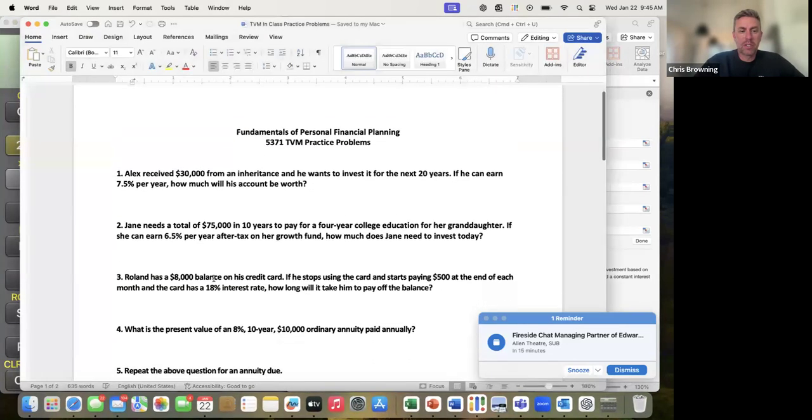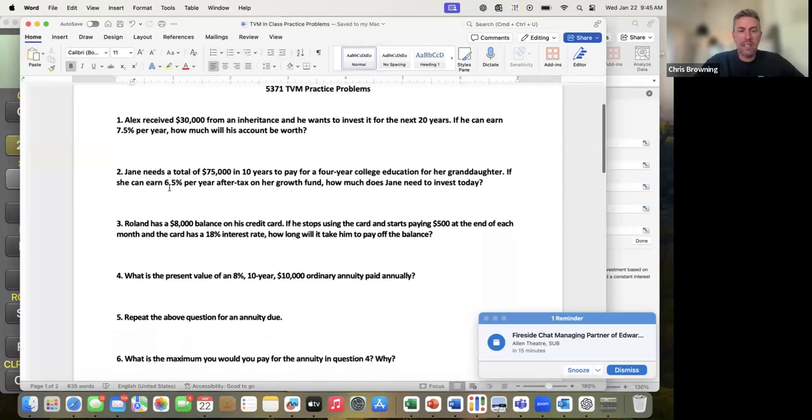All right, so let's look at number 2 now. It says Jane needs a total of $75,000 in 10 years to pay for a 4-year college education for her granddaughter. If she can earn 6.5% per year after tax on her growth fund, how much does Jane need to invest today? All right. So again, let's go back to it. Does this thing have a payment? All right. I don't see anything that's happening on a recurring basis for a set period of time. And so my answer here is there is no payment.